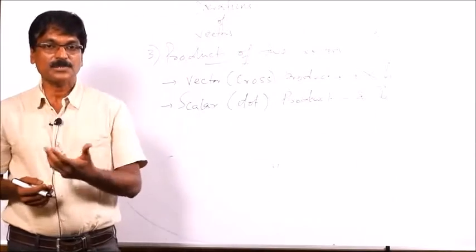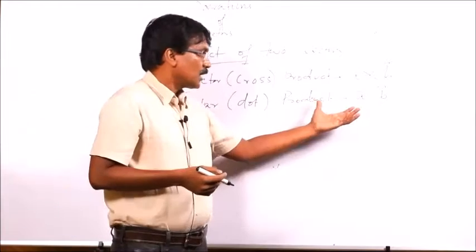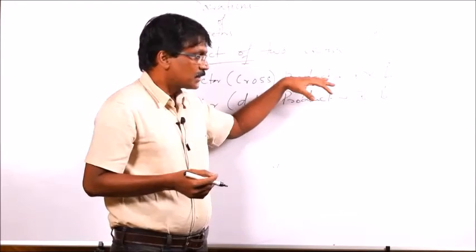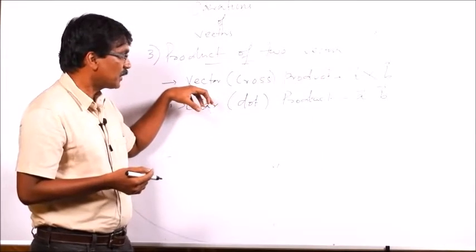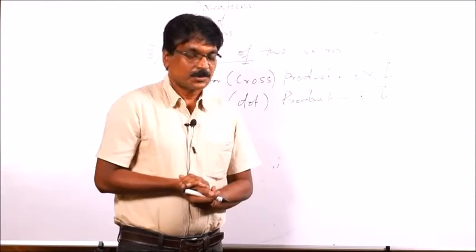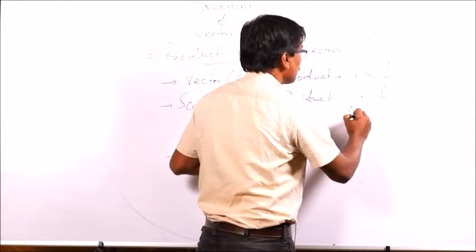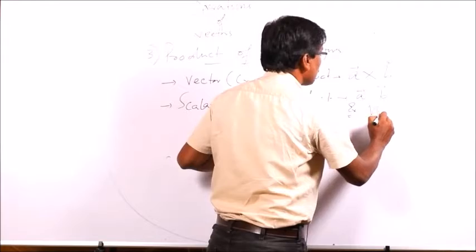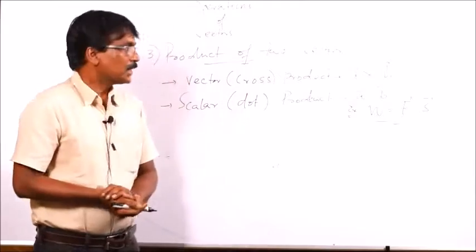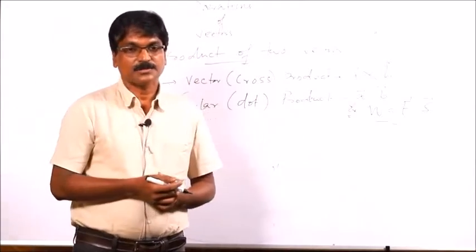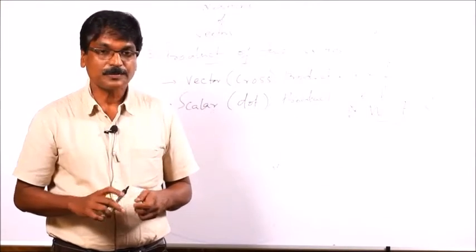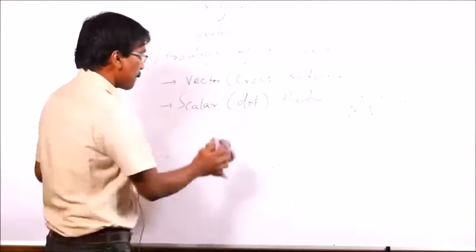Some examples of scalar product we can define: work is a scalar quantity, defined from force and displacement as F dot S. So it is a scalar product. Similarly, we have vector product, for example momentum, etc. These are vector quantities. Next we come to how to represent a vector geometrically.